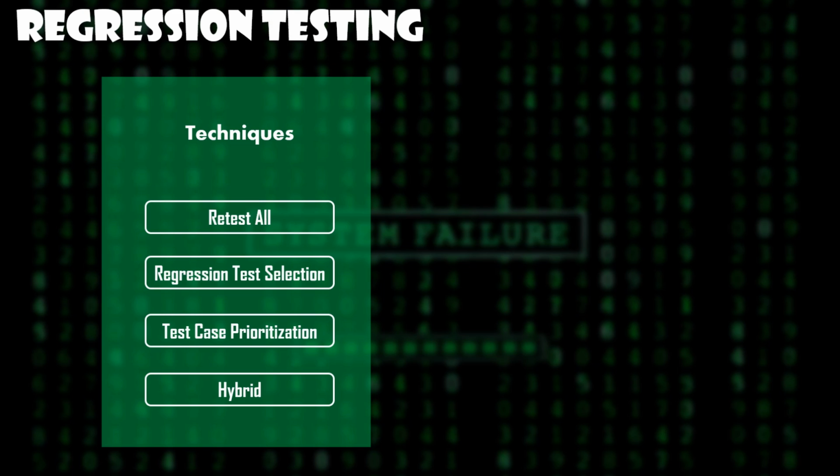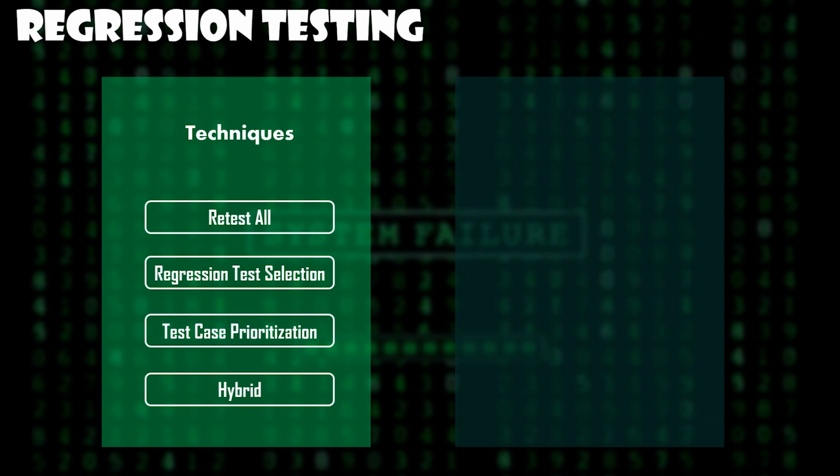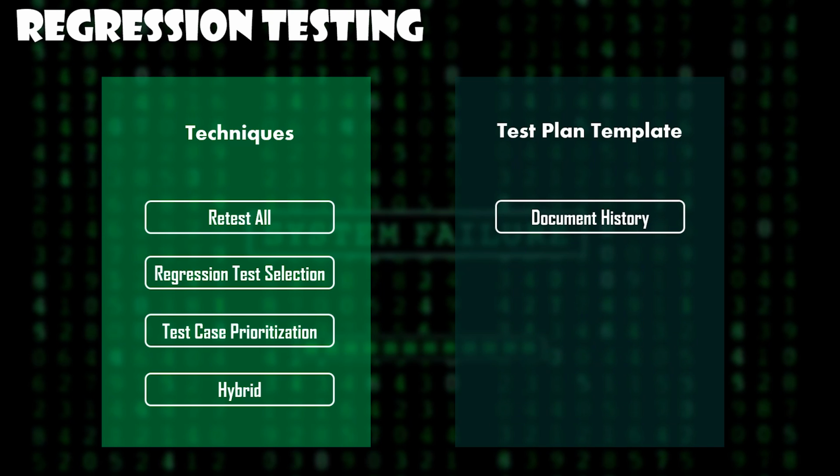Now, how do we select the regression test suite? Most of the bugs found in the production environment occur because of the changes done or bugs fixed at the 11th hour, that is, the changes done at a later stage. So let's have a look at the test plan template. First, we have the document history. Now, it consists of a record of the first draft and all the updated ones.